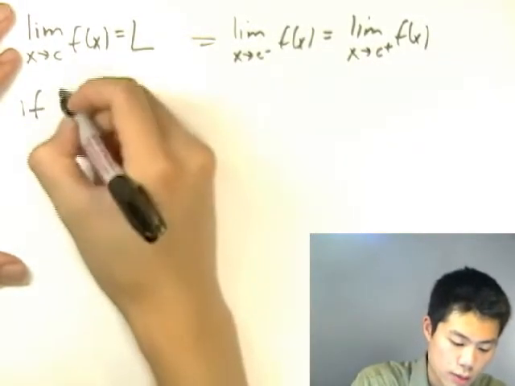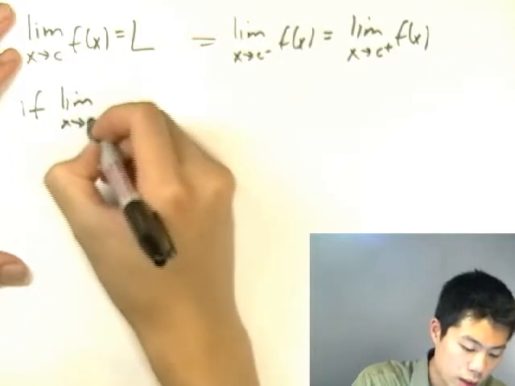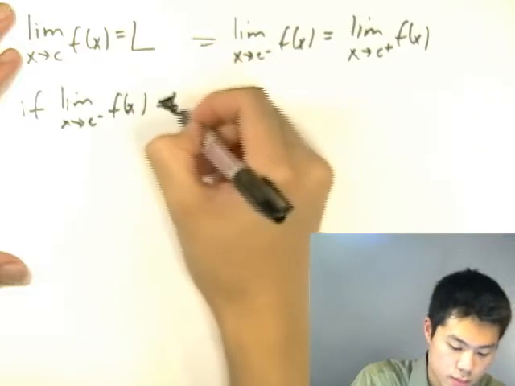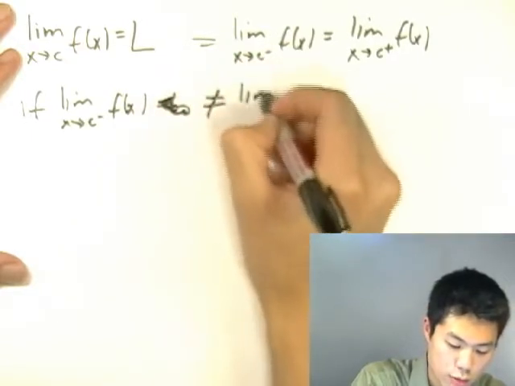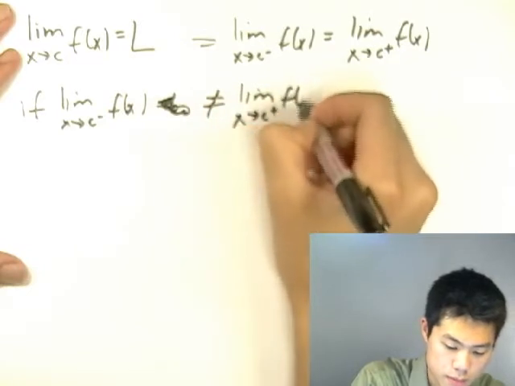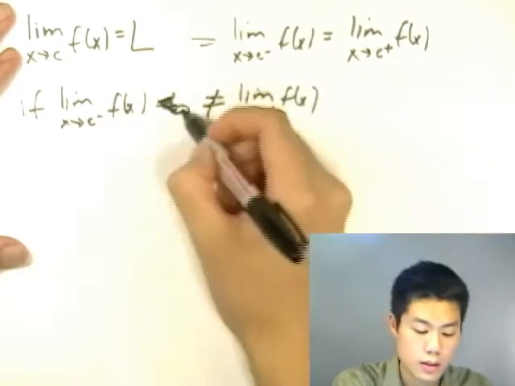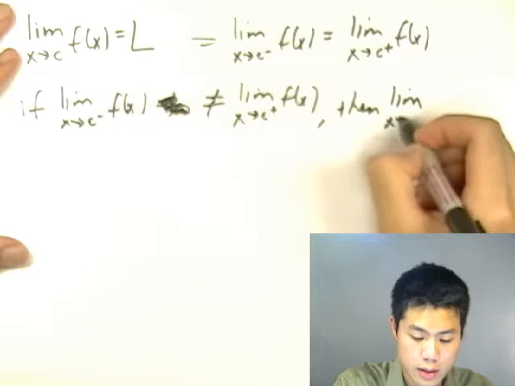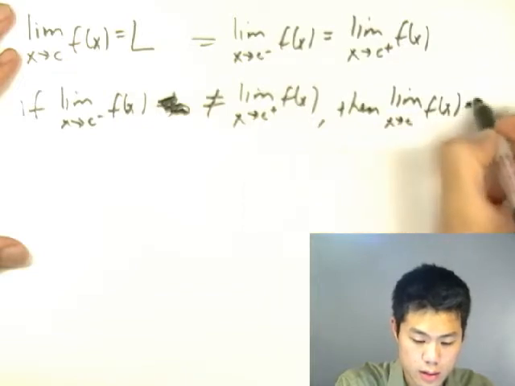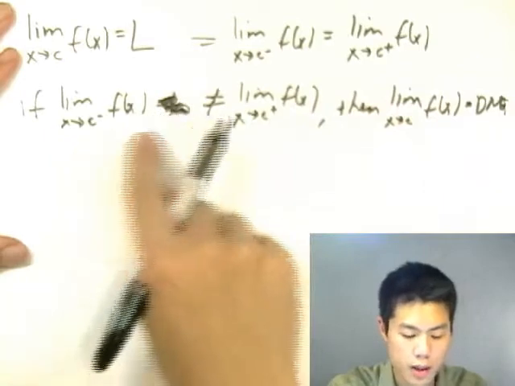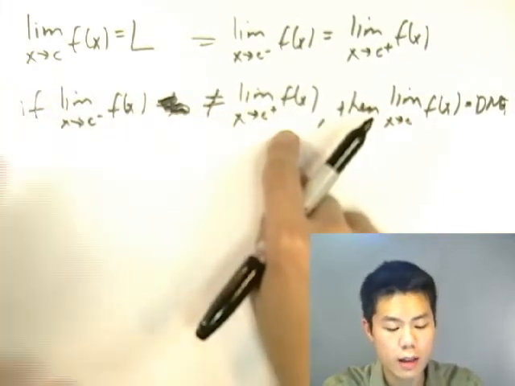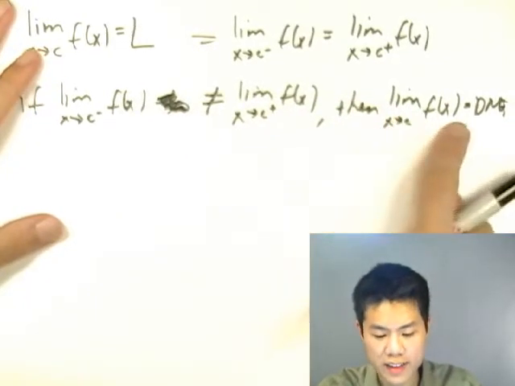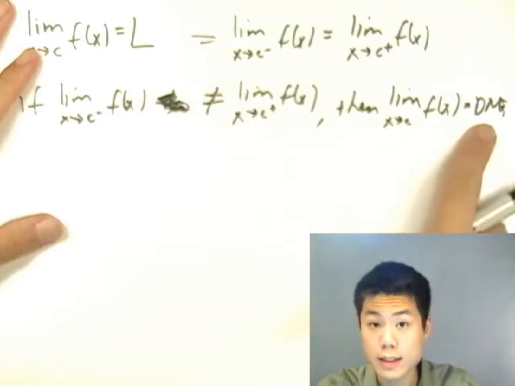And if the left-hand limit and the right-hand limit are not equal to each other, so if the left-hand limit is not equal to the right-hand limit, like this, then the limit does not exist. So if the left-hand limit and the right-hand limit are not equal to each other, then the limit of f of x as x approaches c does not exist.